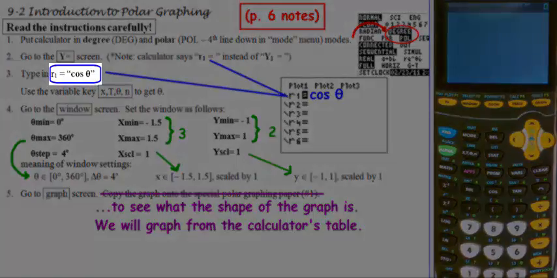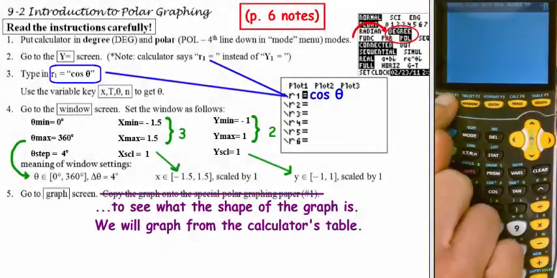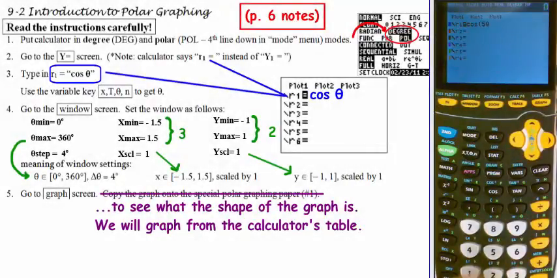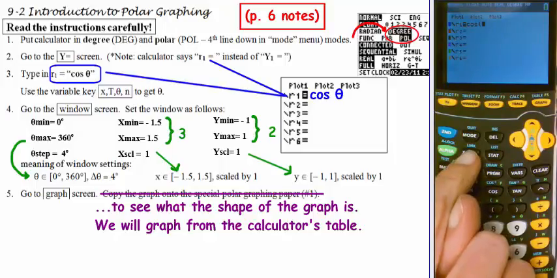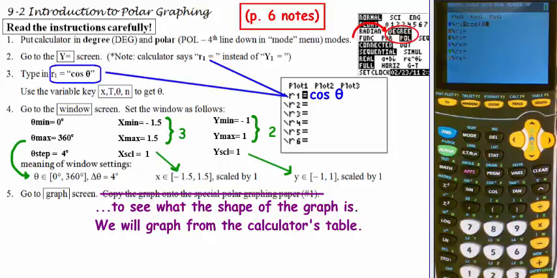So you can see problem 1 is r equals cosine theta. So go to your y equals screen and clear out whatever's in there, and you'll see now you have r instead of y because you're in polar mode. So go ahead and type in cosine, and then you don't have to hunt around for theta. If you use the variable button that you're used to, if you press it, now you get a theta. So exciting. And that's because you're in polar mode. And so we have our equation in there.